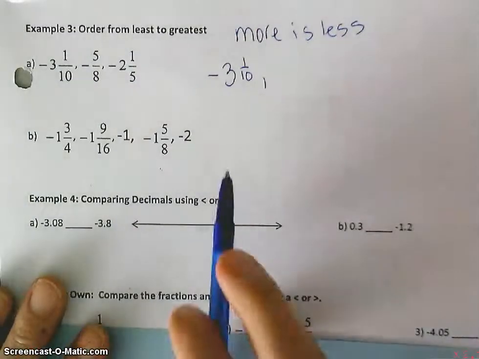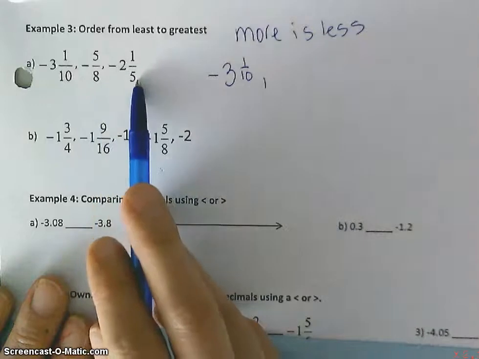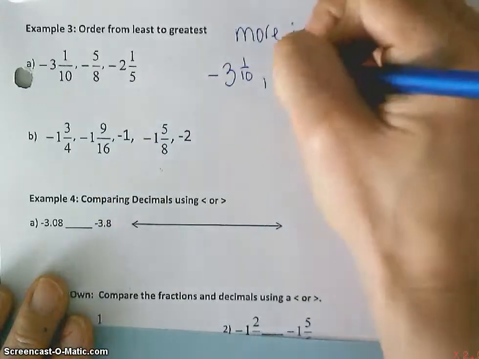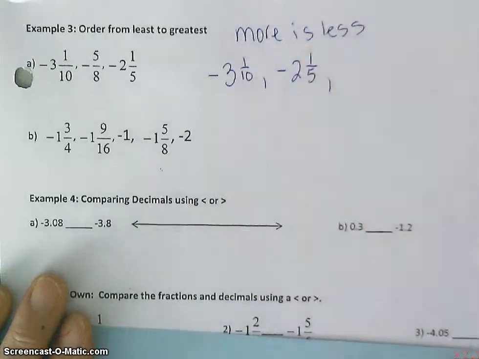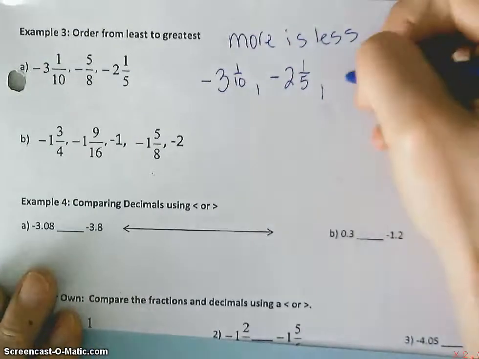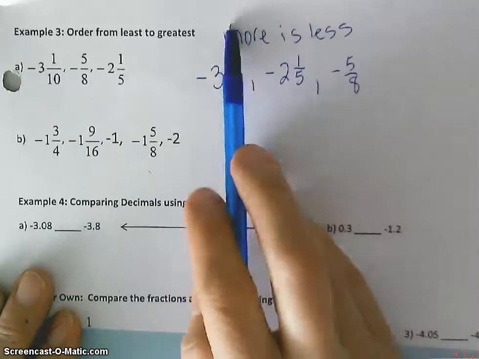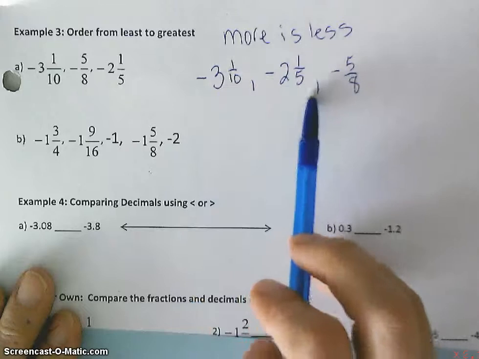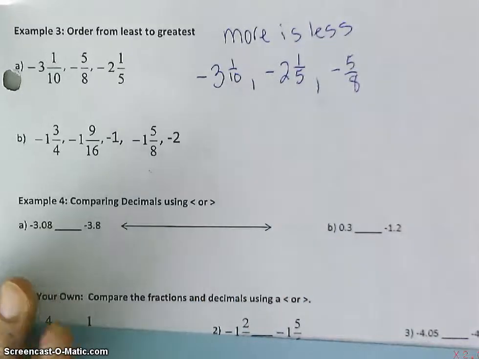Okay, and then my next biggest number, now it's between -5/8 and -2 1/5. Well, 2 1/5 is a bigger number, so that means it is smaller than -5/8. And then my last one is -5/8. So I would have a temperature of -3, of -2, and of less than 0 right there. They are in order from least to greatest.